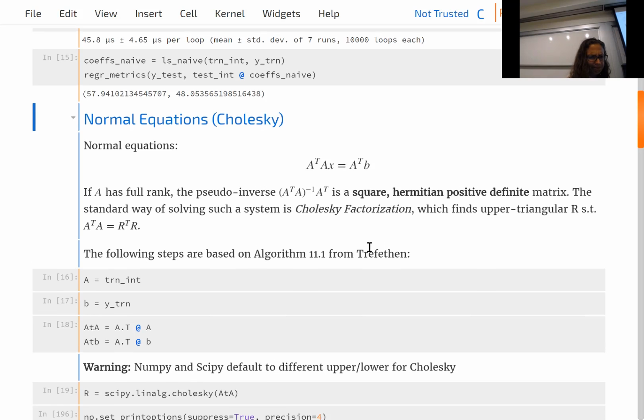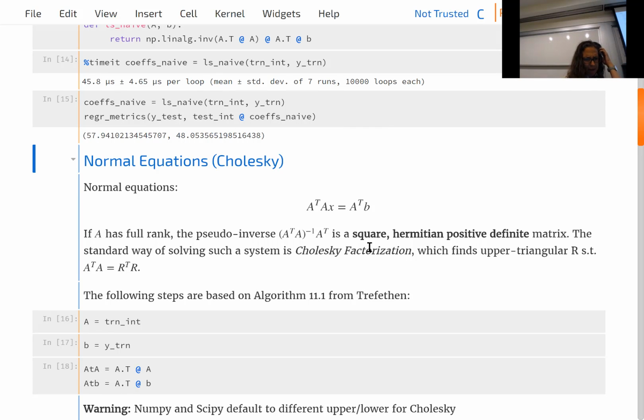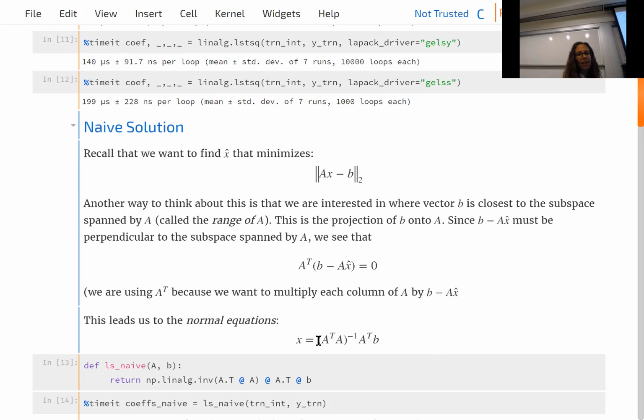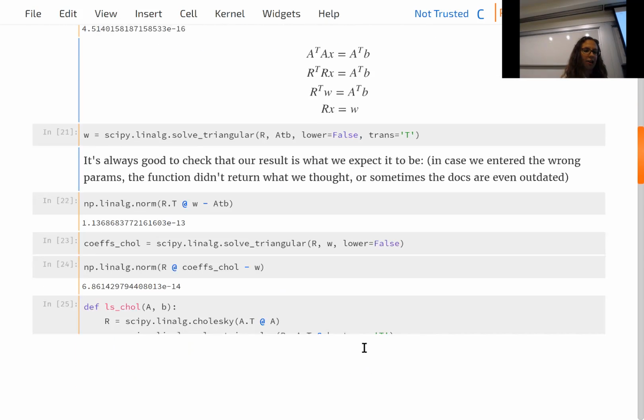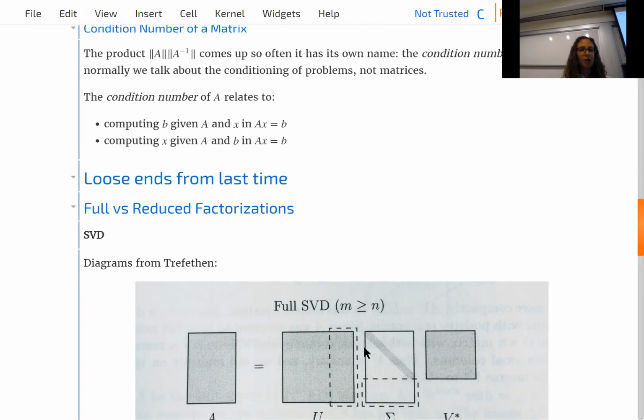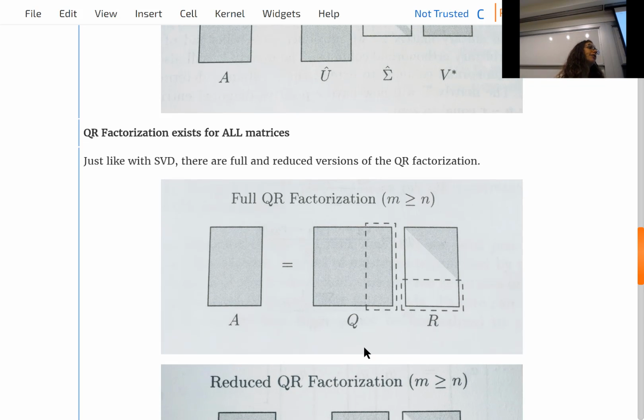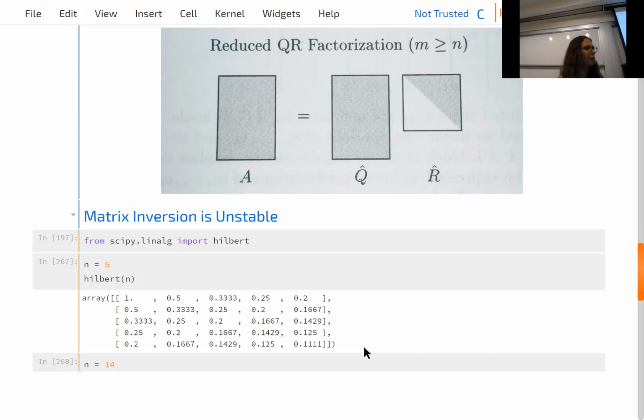Whereas with the naive approach, even once you get the inverse, you still have to do a matrix multiplication. You're doing A transpose A, calculating the inverse, which takes n cubed, and then multiplying that by A transpose, which is another matrix multiplication. So that's slow. Really, what I wanted to highlight here is that matrix multiplication is n cubed, and solving a triangular system is n squared.